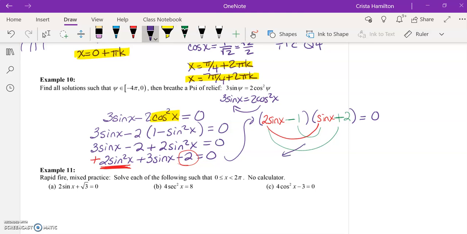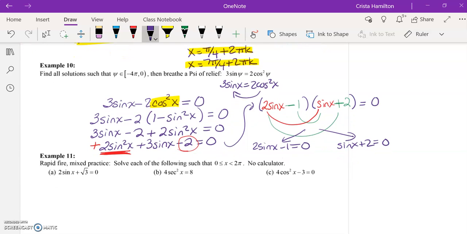We're going to turn it into 2 problems now, zero product property. 2 sine of x minus 1 is 0, and sine of x plus 2 equals 0.